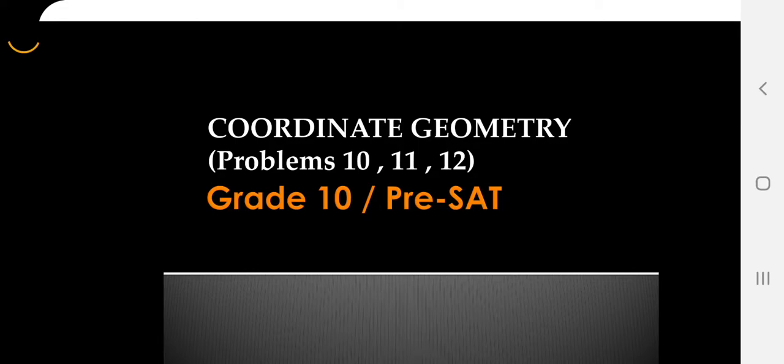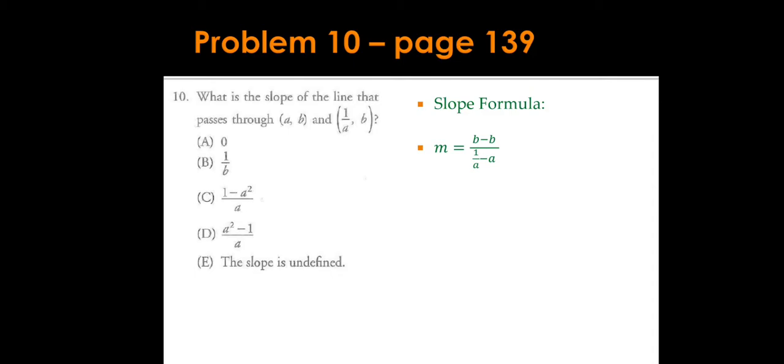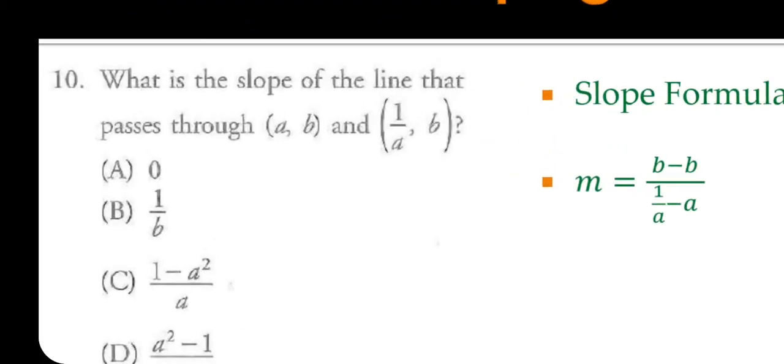Okay, hi guys. Back to coordinate geometry problems 10, 11, and 12. Question number 10 states the following. If you have the 2 points, A, B and 1 over A, B, what is the slope of that line?